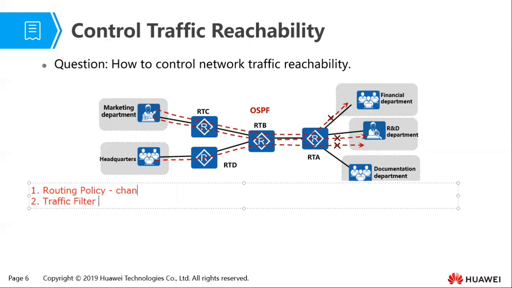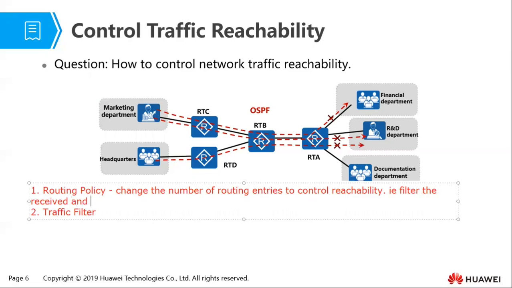Now, this one is used to change the number of routing entries to control reachability. That is to filter. You filter received and advertised routes.